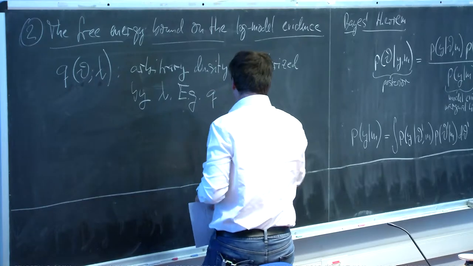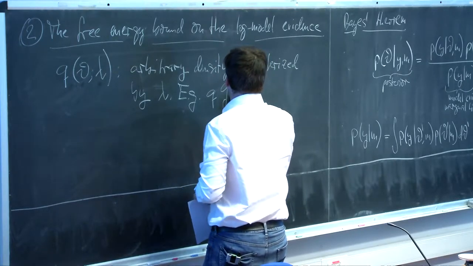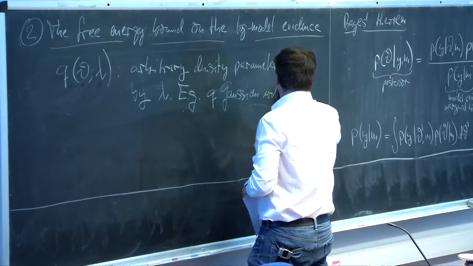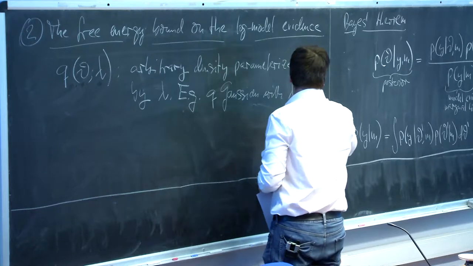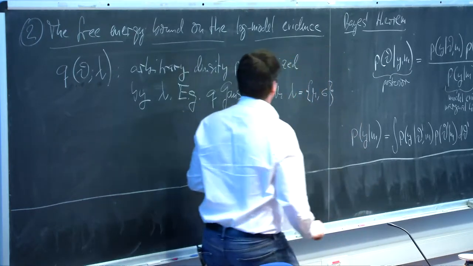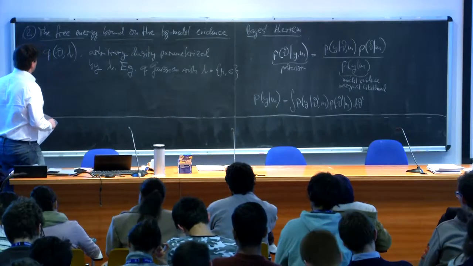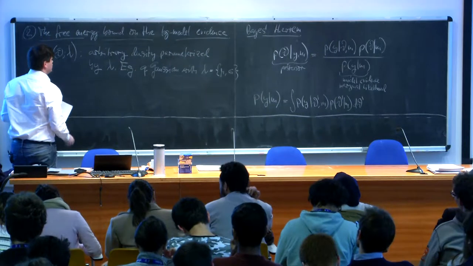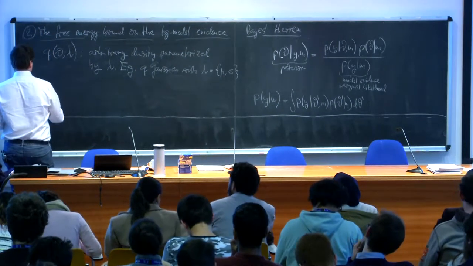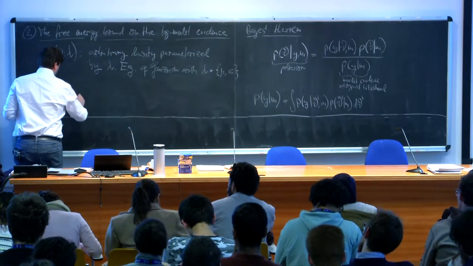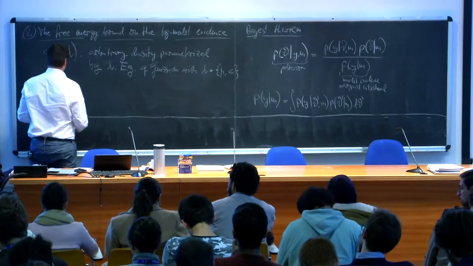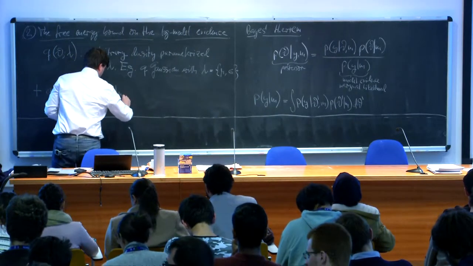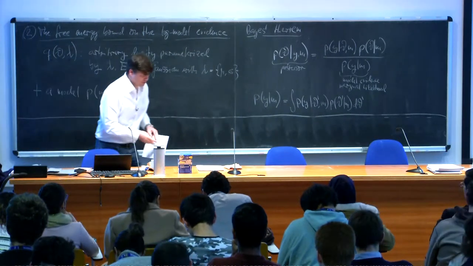So, for instance, Q Gaussian with lambda equals mu and sigma. So this is one of the ingredients that we're going to use, and a model. Plus a model, as before. So, phi, I'll write it again. These are the ingredients we're going to use.